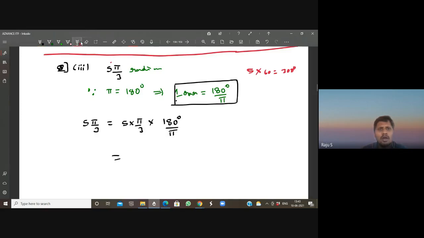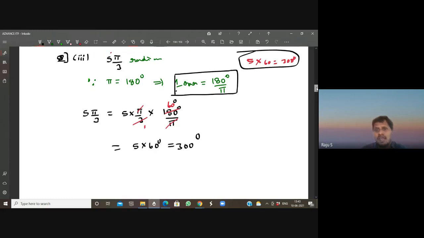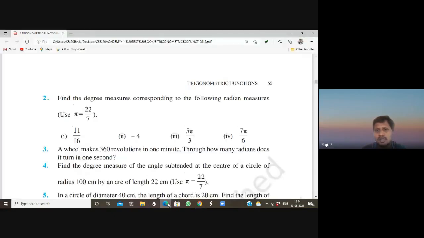So here, what will be cancelled? Pi gets cancelled. 3 ones are 3, 60. Now, final answer is 5 into 60 degrees. 5 into 60 means 300 degrees. Yeah, we got the same answer. In objective questions, you should do the answer in a fraction of a second. Okay, right. This is the third subdivision. Next, fourth subdivision, answer anyone?